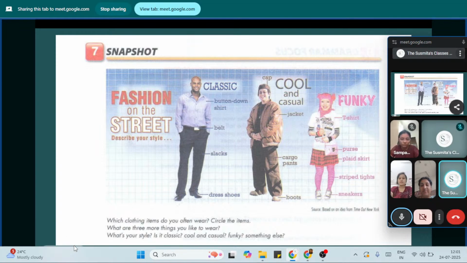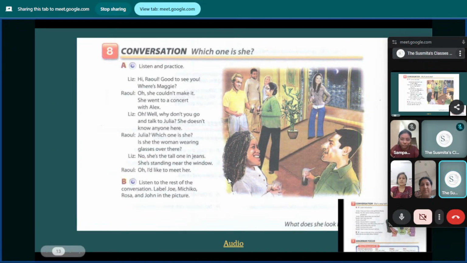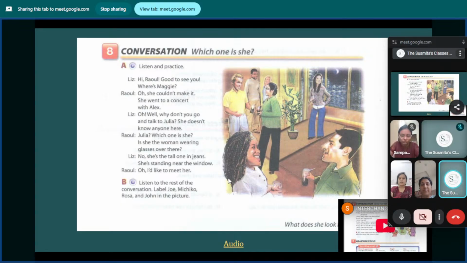Here we have a conversation again. Here we are going to listen to this conversation directly because we need to understand the intonations and the way they are describing stuff over here. While you listen, pay attention to the photo on the right. If you don't look at the photo, you will not understand what they are talking about. Here Raul and Liz are meeting each other after a long time and they are at a party. So pay attention.